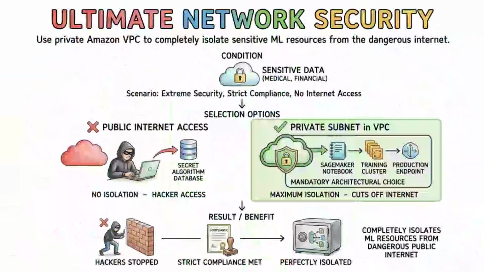For ultimate network security, especially when handling highly sensitive medical or financial records, you must deploy all your machine learning resources completely inside an Amazon Virtual Private Cloud, or VPC. By placing your SageMaker notebook instances, training clusters, and production endpoints into private subnets, you cut them off completely from the dangerous public internet. This ensures that a malicious hacker cannot simply reach your database from the outside world, creating a perfectly isolated environment for your most secret algorithms. When an exam scenario emphasizes extreme security, strict regulatory compliance, or completely blocking internet access, utilizing a private VPC is the mandatory architectural choice.